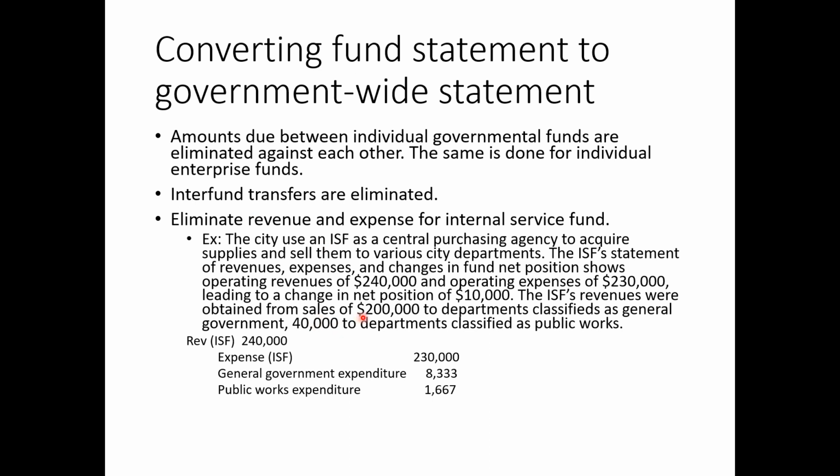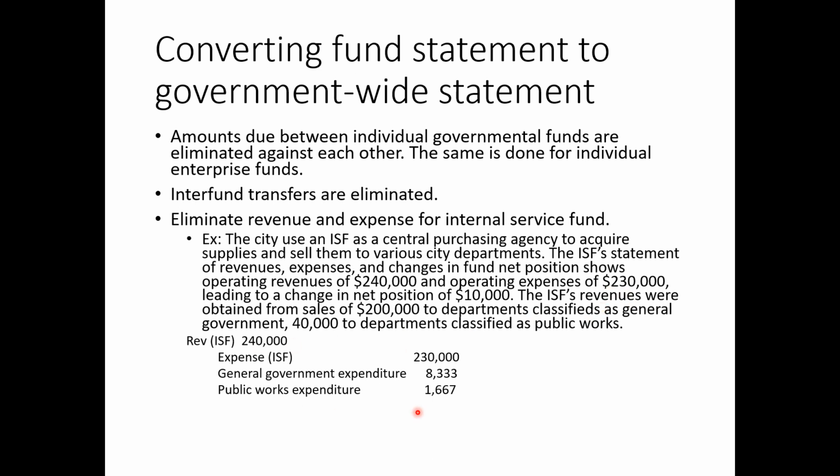And if you consolidate all the funds, it's not revenues anymore. We'll get offset. So if you take a look from the government-wide perspective, what is this transaction? Basically, this transaction is the general fund and the public works fund. They purchase supplies. And that's it. The total expenditure to purchase those supplies should be $230,000, not the $240,000 currently booked.